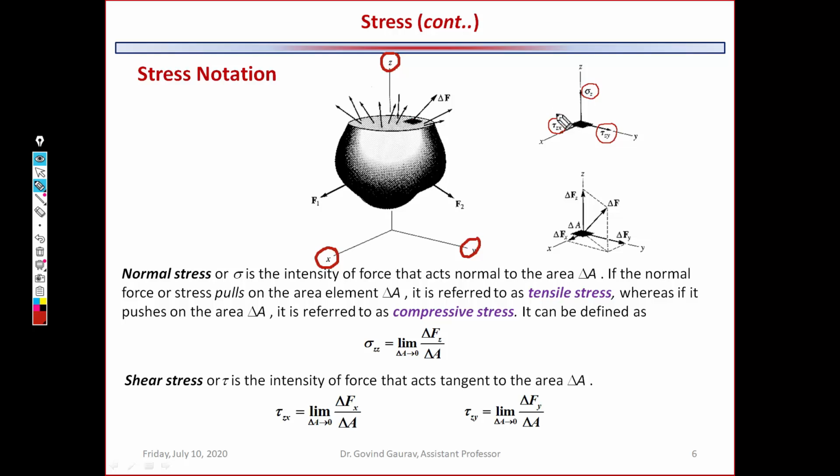So the small area which we have selected will be subjected to three types of forces. One force will be the normal stress, and we will have two values of the shear stress that are acting at a particular point. That point is very small. We tell it that the area of that element which we have taken is very small.